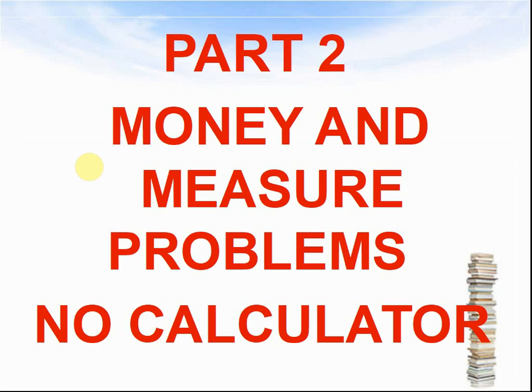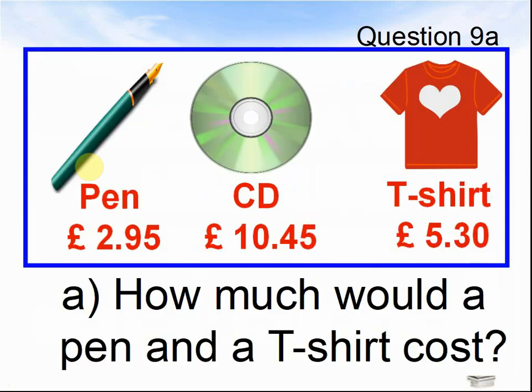Part 2. Money and measure problems. No calculator. Okay, let's look at the next question. Question 9a. A pen costs £2.95. A CD costs £10.45. A t-shirt costs £5.30. A. How much would a pen and a t-shirt cost?